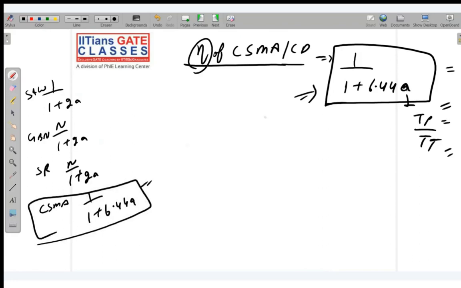If you want, then I can give you a small numerical, otherwise you can do it yourself. It's really very simple kind of thing. You just have to put the formula and get the answer, that's it. If they are asking such a question, you are very lucky. You can answer them very easily. Just apply the formula and get the answer. So this is all about efficiency of CSMA/CD.